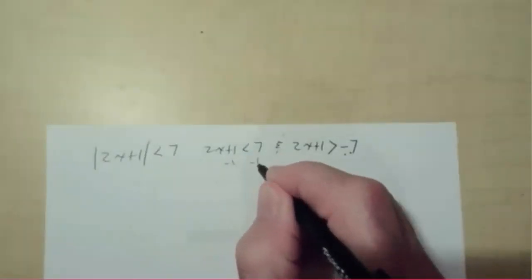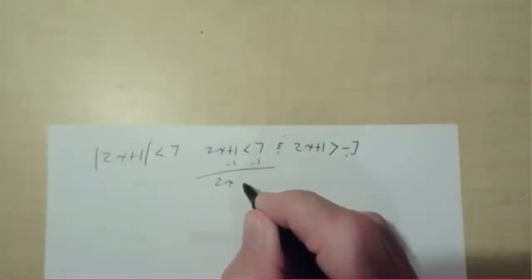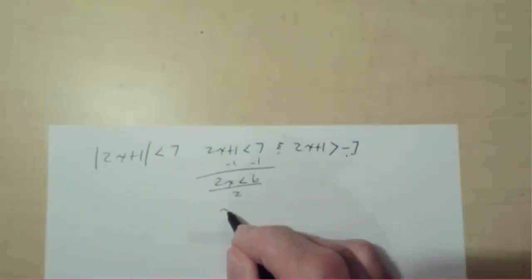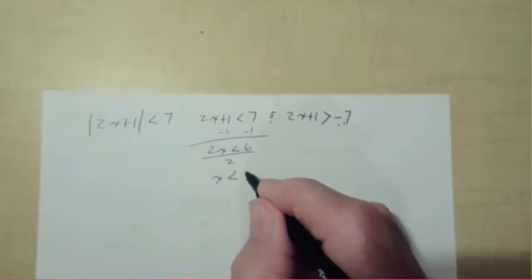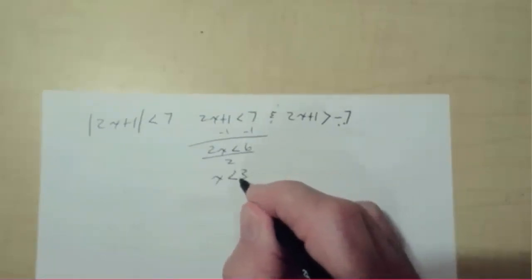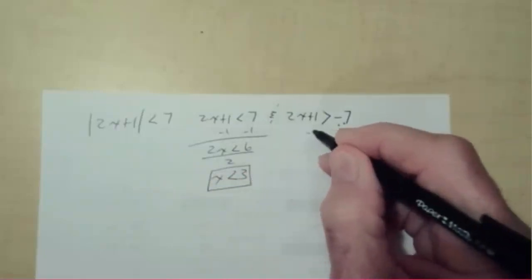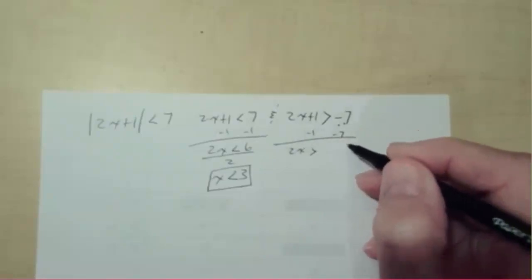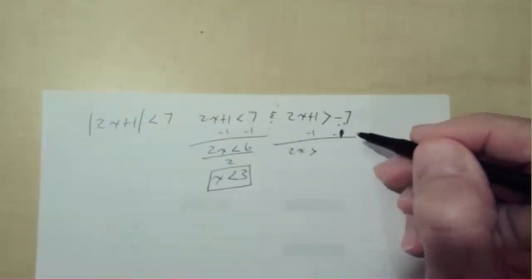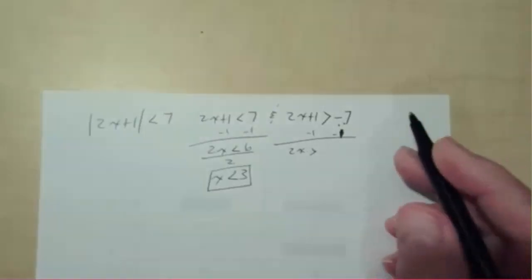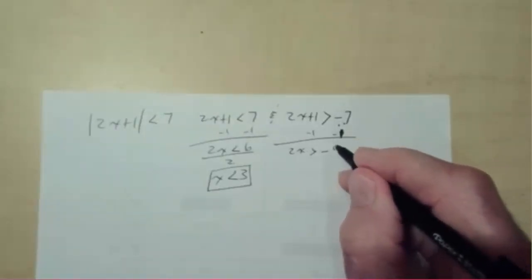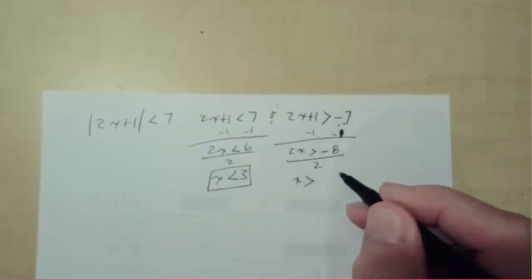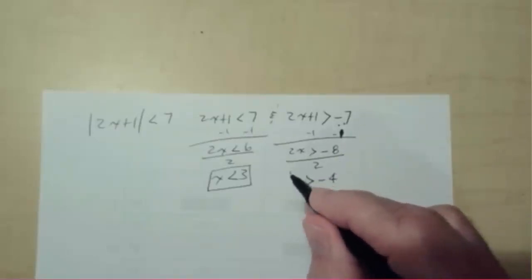So we subtract 1 from each side. 2x is less than 6, divide by 2. X is less than 3. Same thing here, subtract 7 from each side. 2x is greater than, not 7, 1. Subtract 1 from each side. Negative 8. Divide by 2, so x is also greater than negative 4.